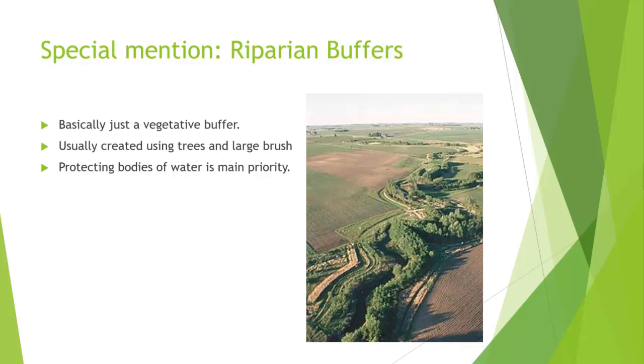I just want to make a special mention of the riparian buffers. These again are just vegetative buffers, and these are usually created with larger trees and larger brush. The main priority of riparian buffers is to maintain the quality of life and health of water streams and bodies of water.